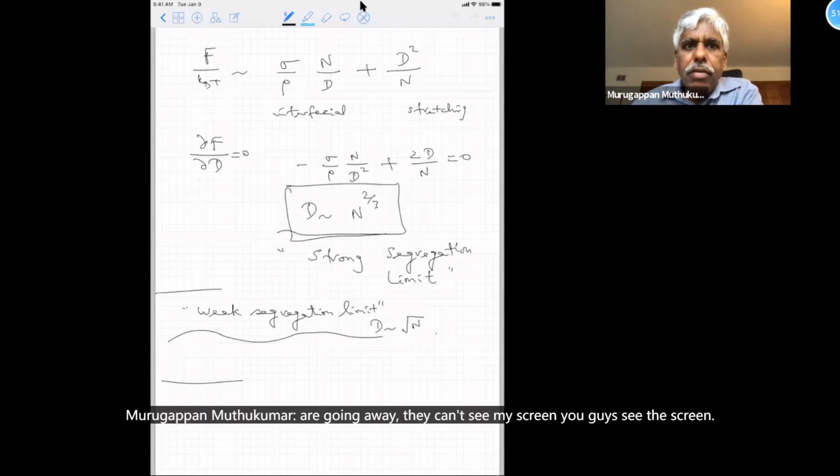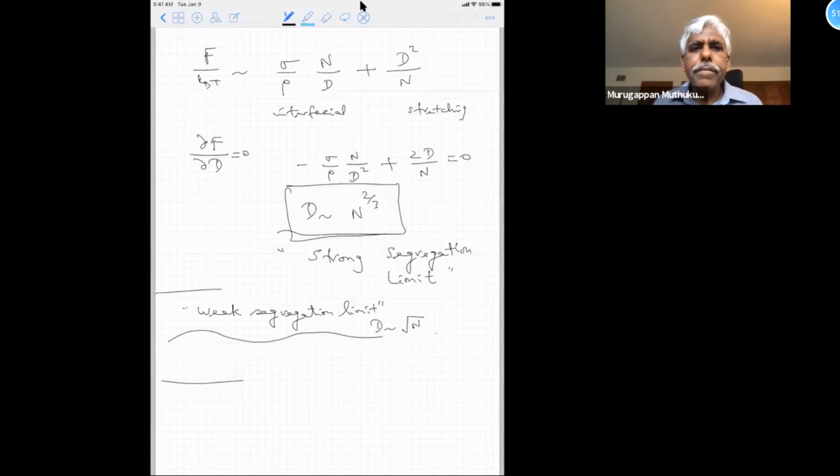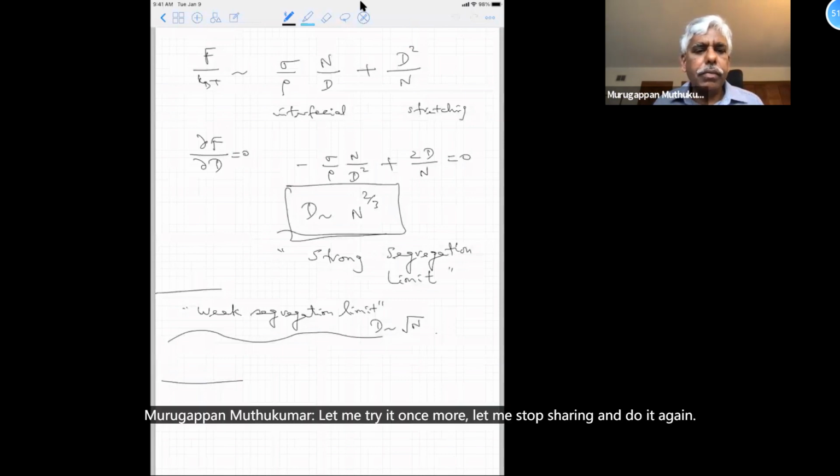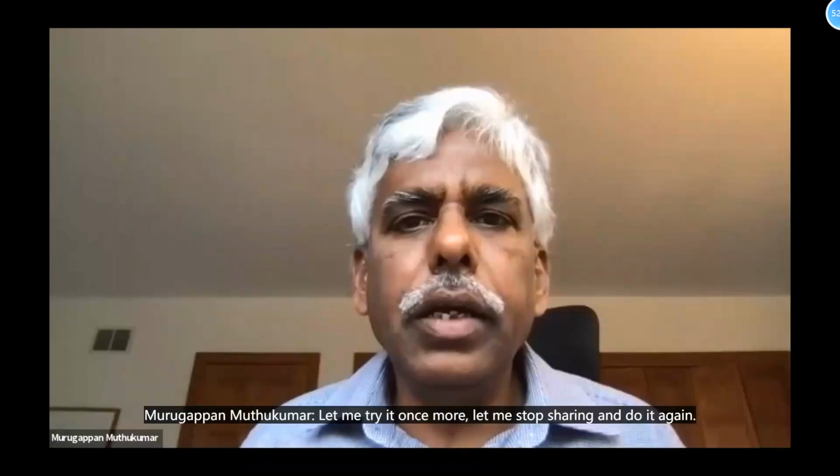I don't know why I can't see my screen. Do you guys see the screen? I'm not able to see my screen. Let me try once more. Let me stop sharing and do it again.